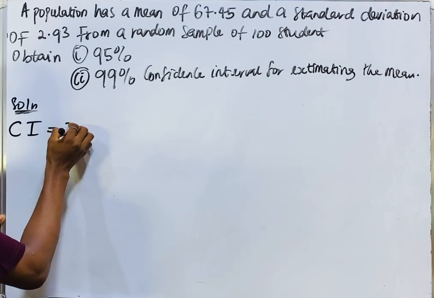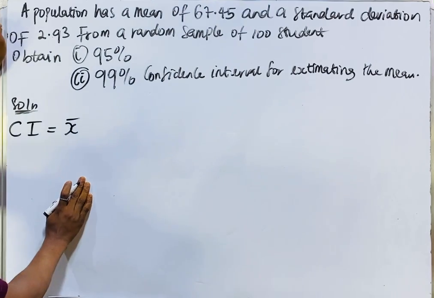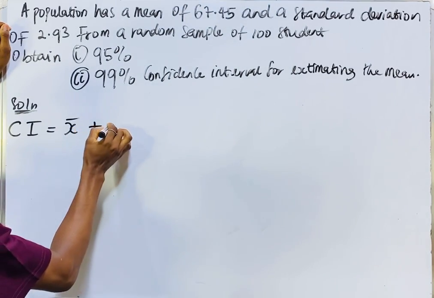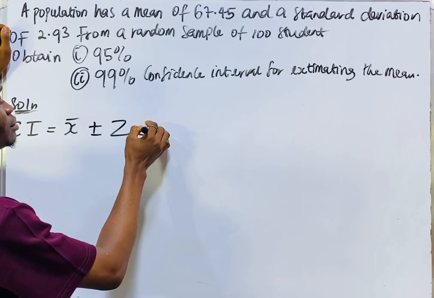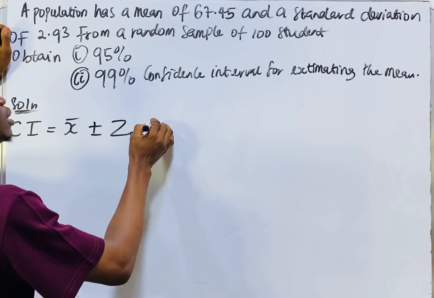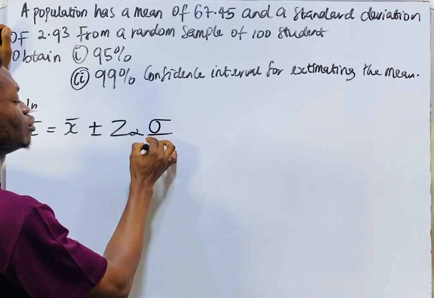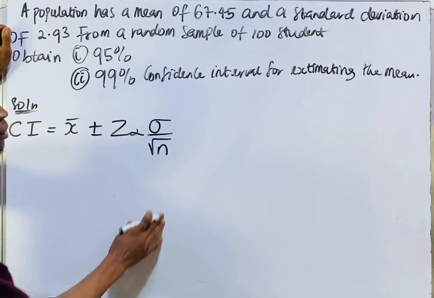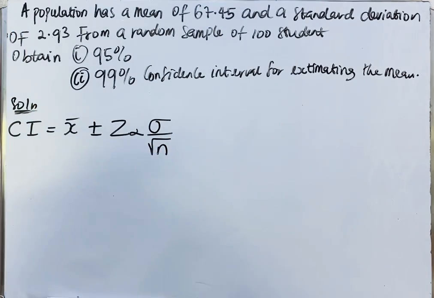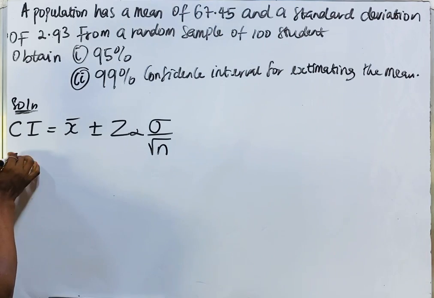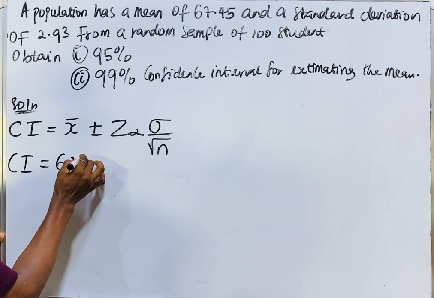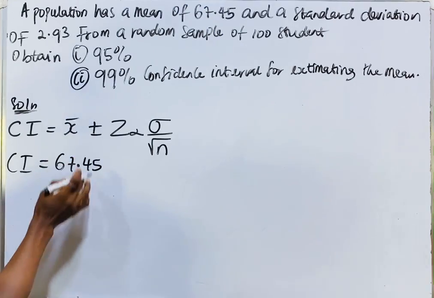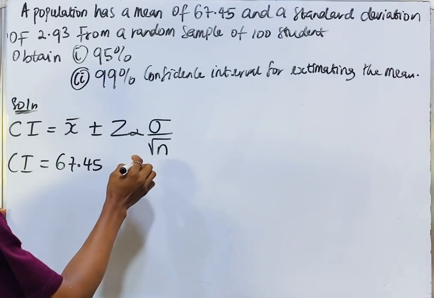So we have our confidence interval. The formula is our x bar, which is the mean, plus or minus our z alpha, times our standard deviation all over the square root of our sample size, right? So our mean is 67.45. Remember, we are calculating for 95% confidence.